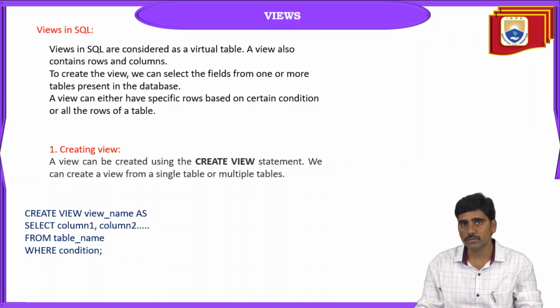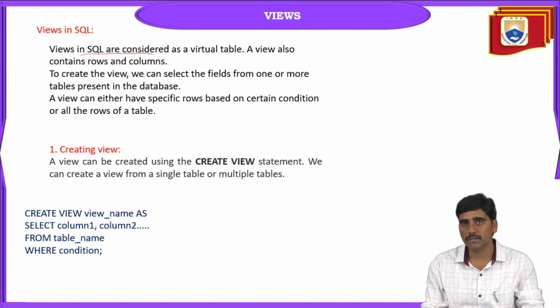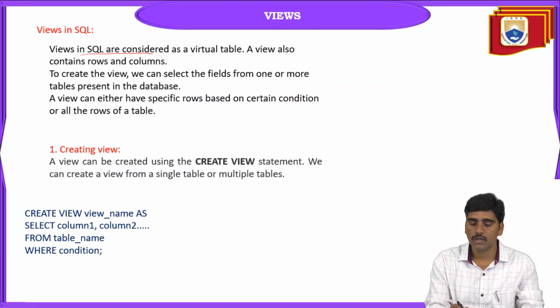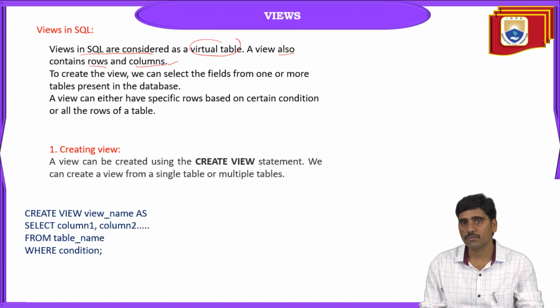So what is meant by views actually? Views in SQL are considered virtual tables. A view also contains rows and columns. So a view is nothing but a virtual table. What properties a table has will be applicable to views also. A view contains both rows and columns.